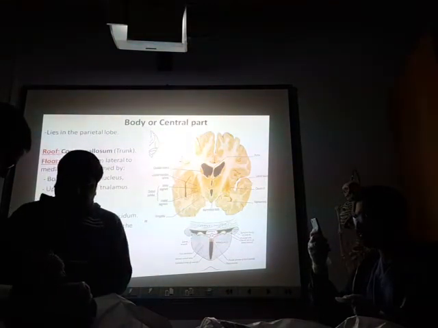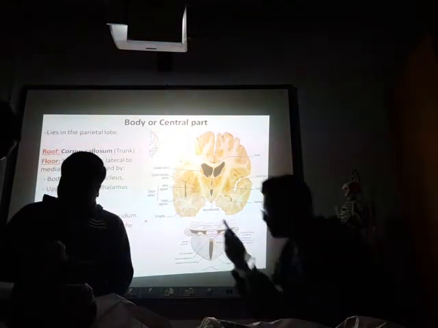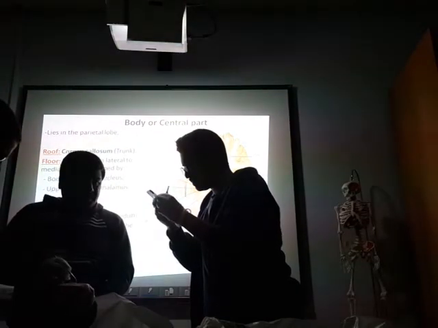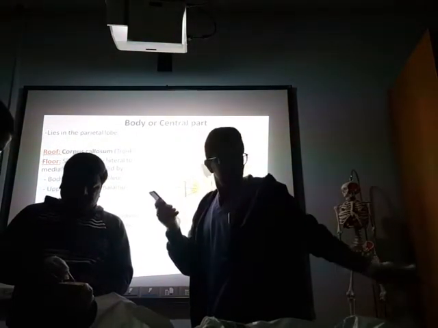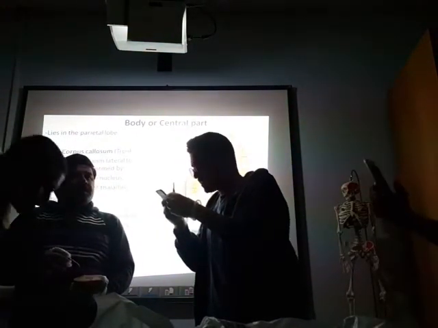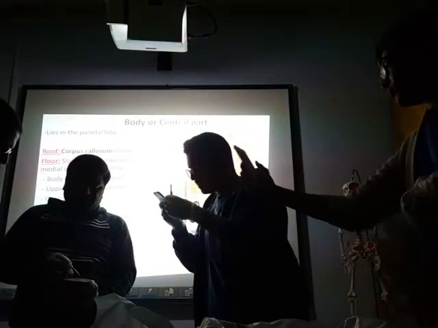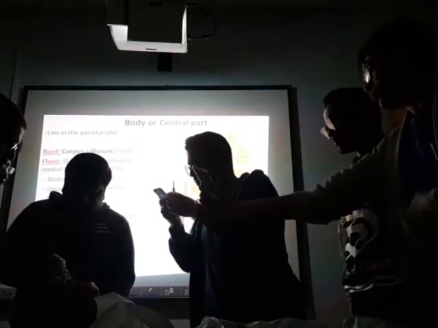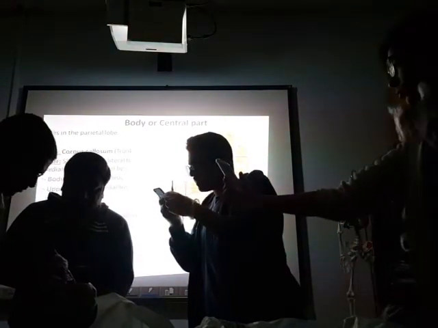So this is the cavity of the third ventricle, the trunk part. This is the caudate nucleus. Put light. This is the caudate nucleus. This is thalamus. Inside, see, these are the tela choroidea.